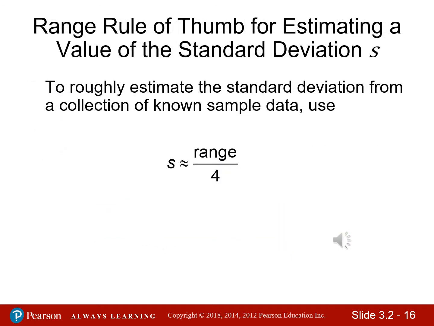We can use the range rule of thumb for estimating a value of the standard deviation S. In order to roughly estimate the standard deviation from a collection of known sample data, we could use the equation S is approximately equal to the range divided by 4.